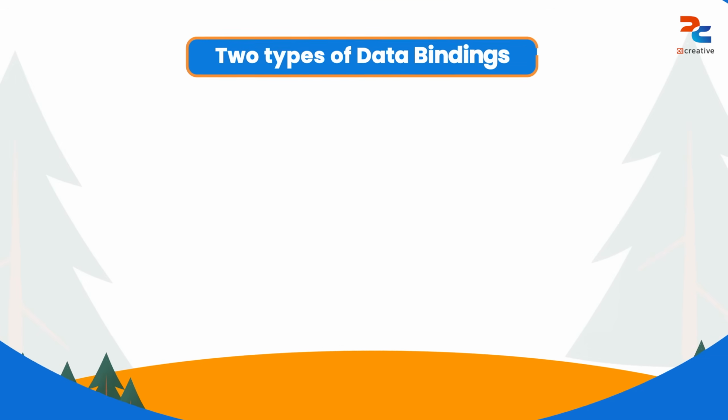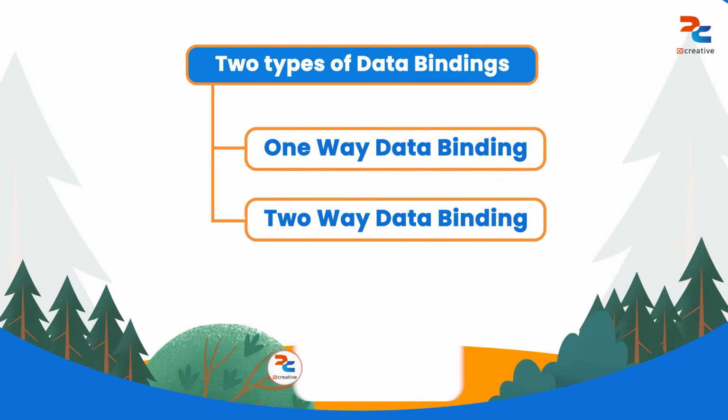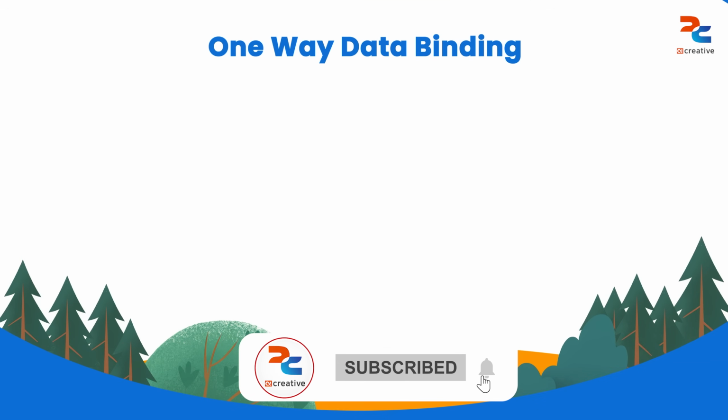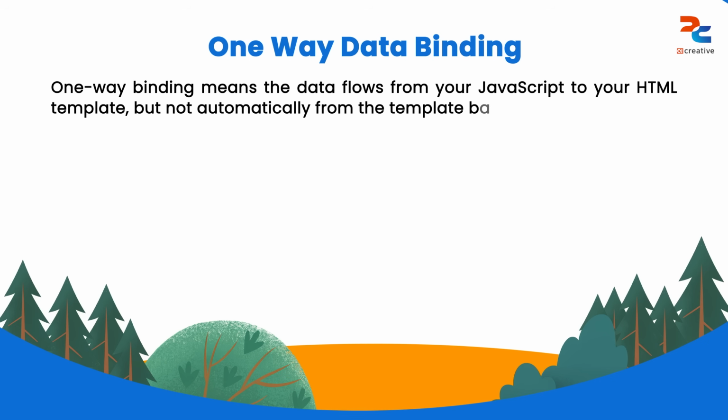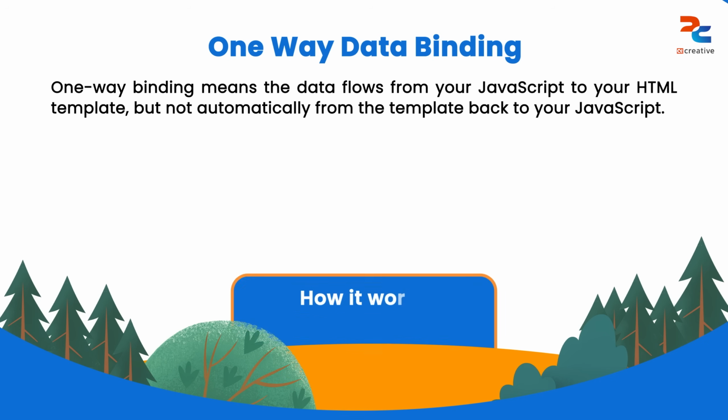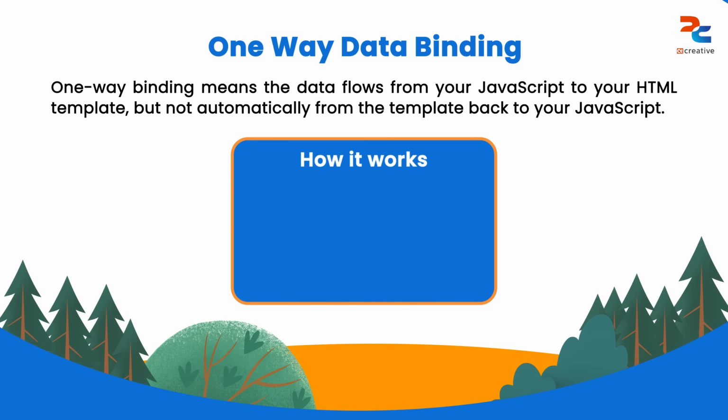Now let's take a look at the two types of data binding that can happen. The first one is one-way data binding. One-way data binding means data flows from your JavaScript to your HTML template but not automatically from the template back to your JavaScript. Now let's take a look at how one-way data binding works.